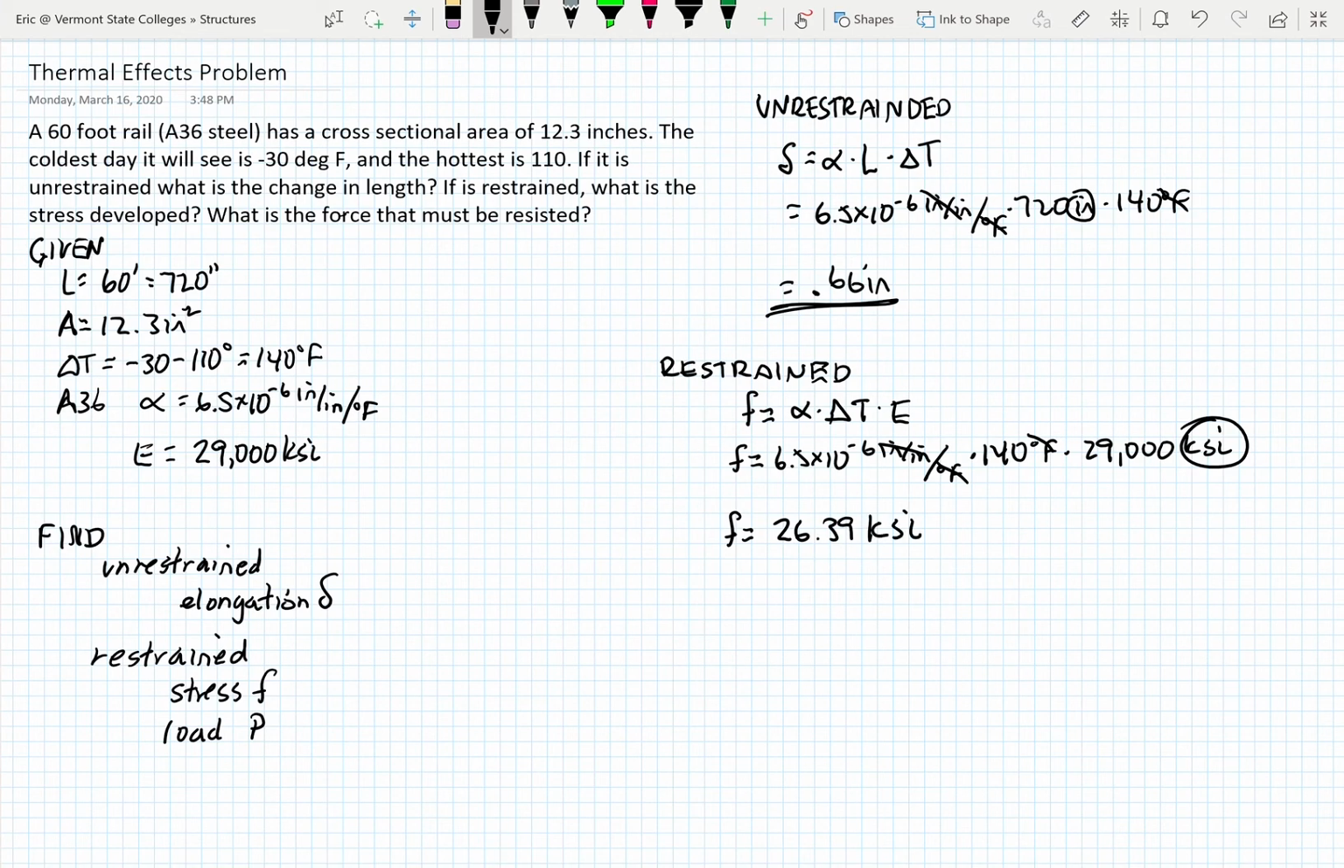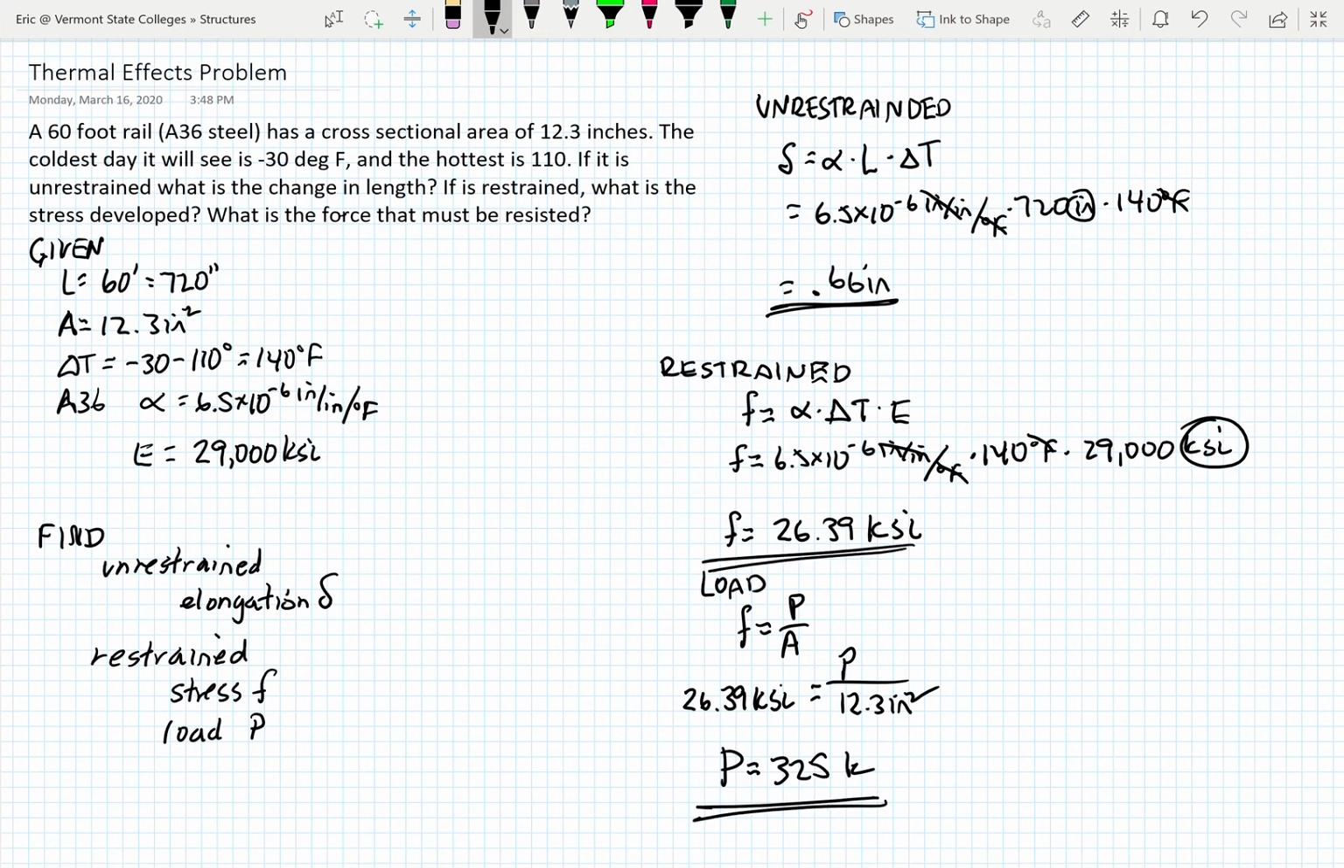And we'll notice that A36 steel, we know, has a maximum stress of 22 KSI. We're not going to worry about this for this problem, but it's actually overstressed. Then we're going to try to find the load. And we know that the stress is equal to the load divided by the area. The stress is found above, 26.39 KSI. The area is one of our givens, and we get a load equal to 325 kips.